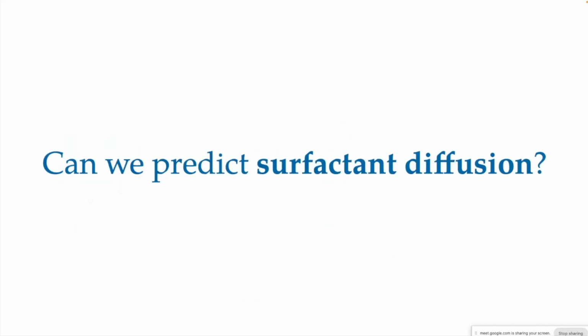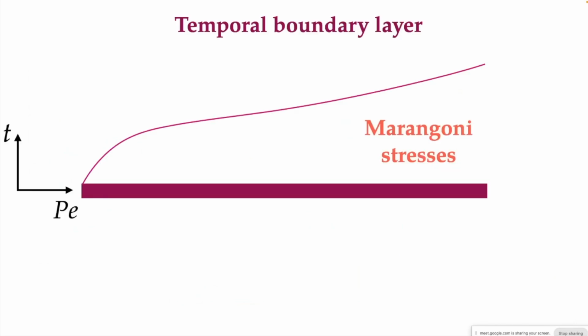So can you understand, or can you predict this initial surfactant diffusion? To answer this, we introduce this temporal boundary layer. What I mean by temporal boundary layer is very much similar to your spatial boundary layer in turbulence. In this boundary layer, which you see here in this representative diagram, inside the inner boundary layer you have Marangoni stresses, and outside of it you don't. It's very much similar to your spatial boundary layer, where inside of it you have viscous stresses, and outside of it you don't have viscous stresses.